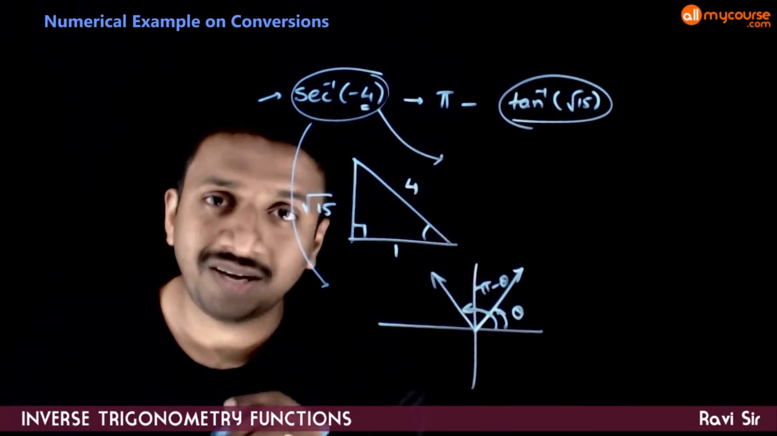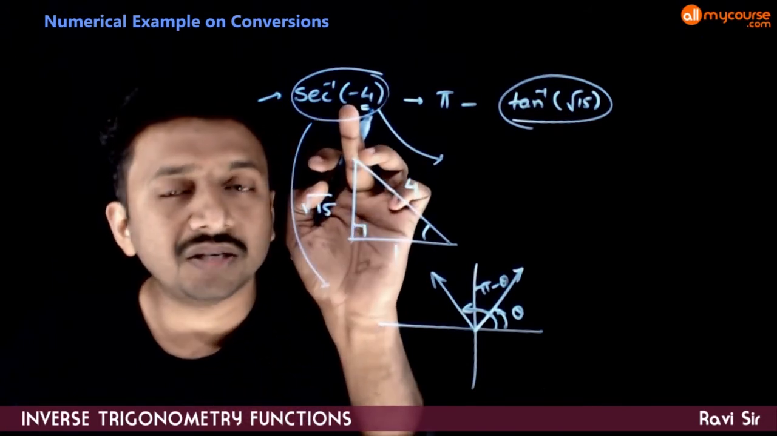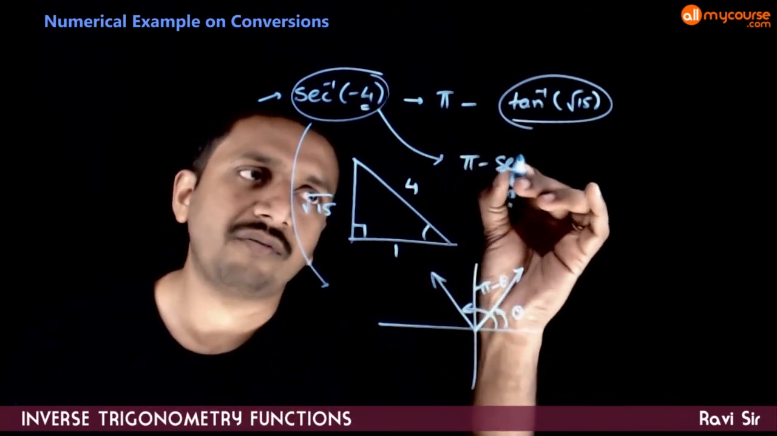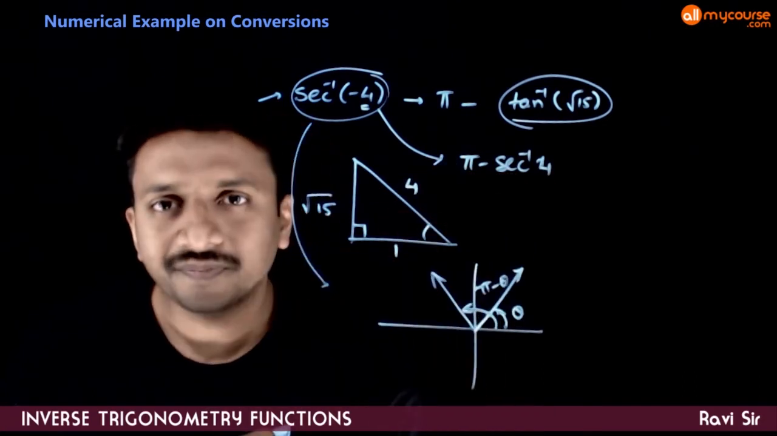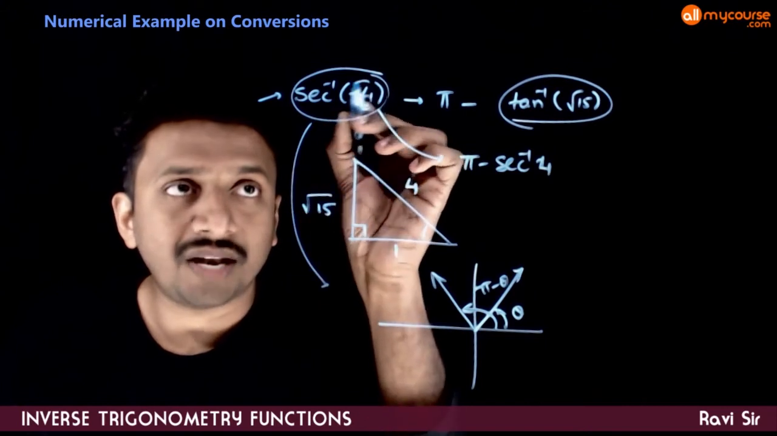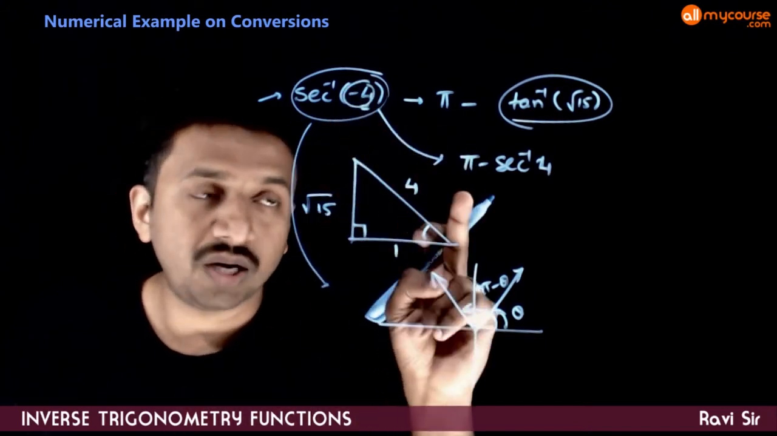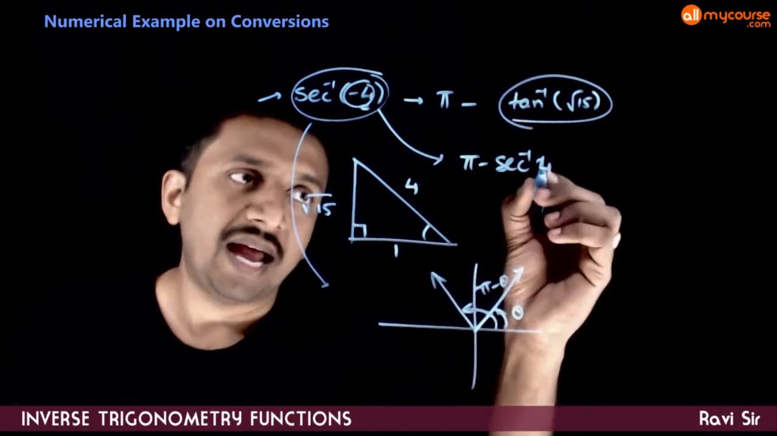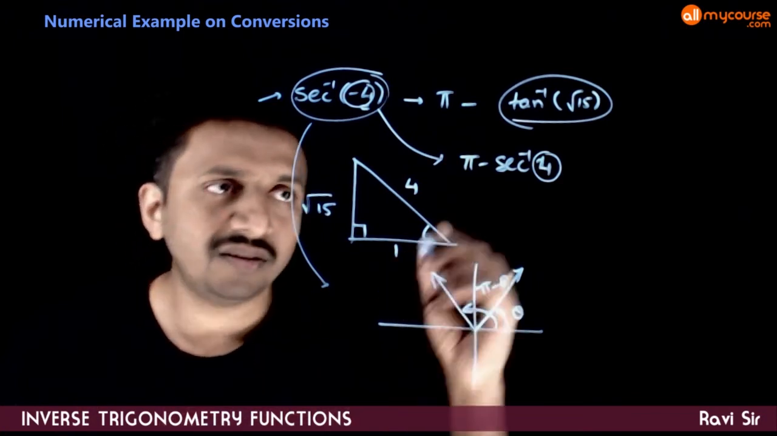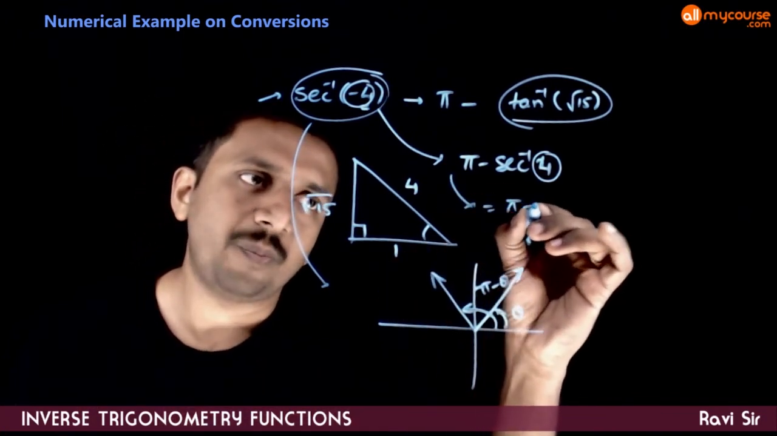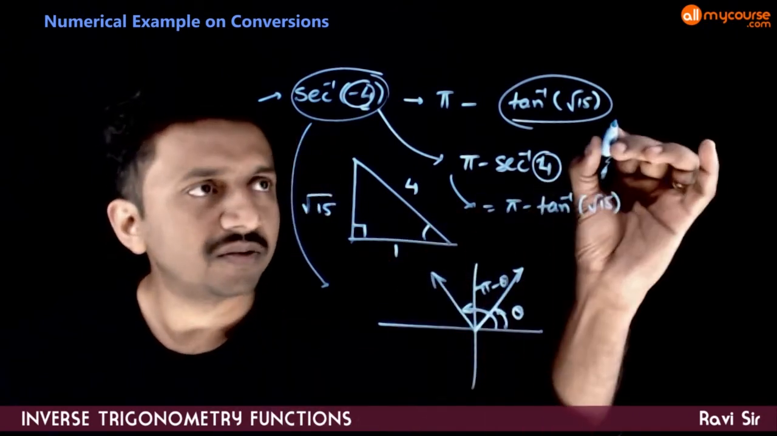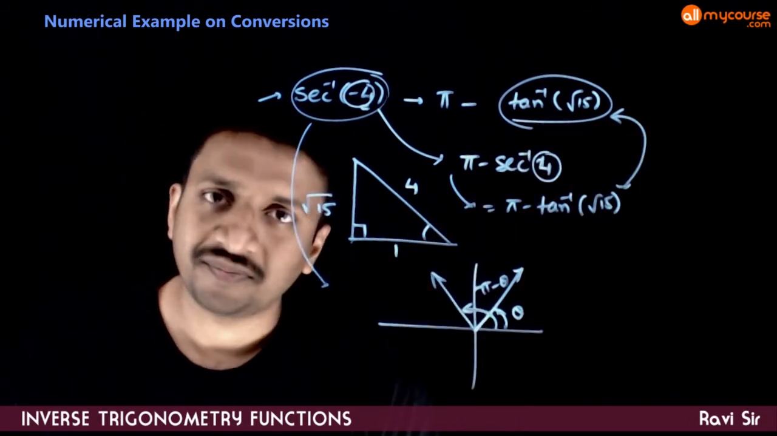Using property 1. Secant inverse of minus x is straightaway equal to pi minus secant inverse of x, right? Because the range is 0 to pi, whenever you have minus x, it will convert into pi minus of this. And once you have a positive number inside secant inverse, you can directly use the triangle method. So this is equal to pi minus tan inverse of root 15. So as you can see, you got the same answer.